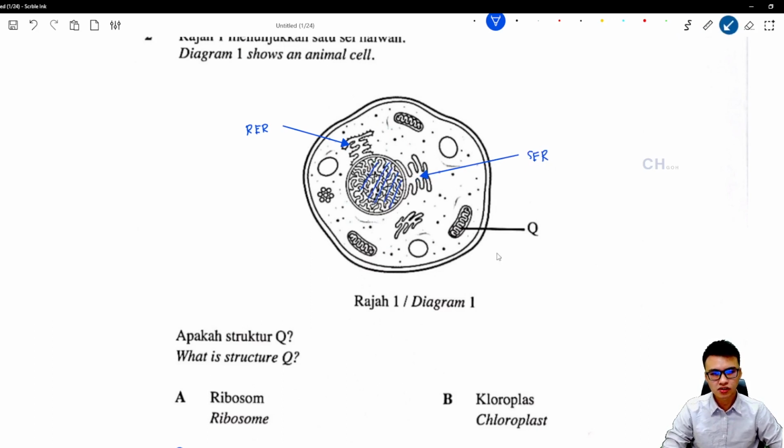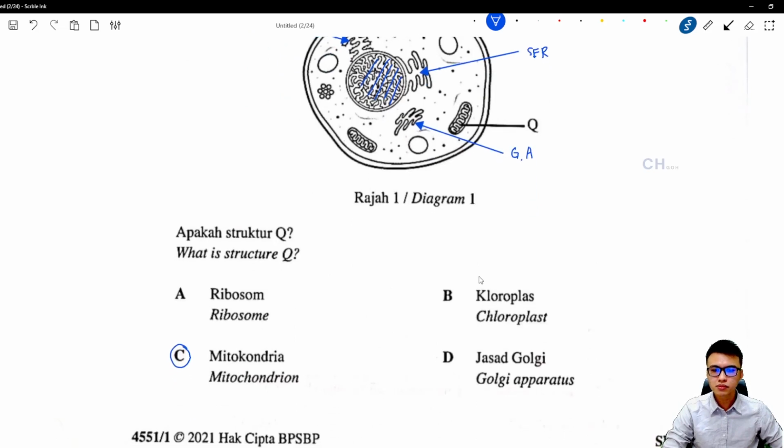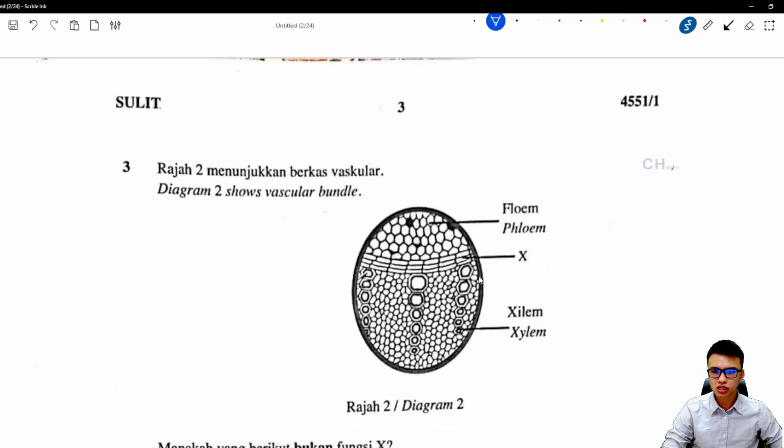And then we have another thing here. This is the Golgi apparatus. Why is it the Golgi apparatus? Because it is not attached to the nucleus. That's why it is the Golgi apparatus. Alright, so let's move on to the next question here.